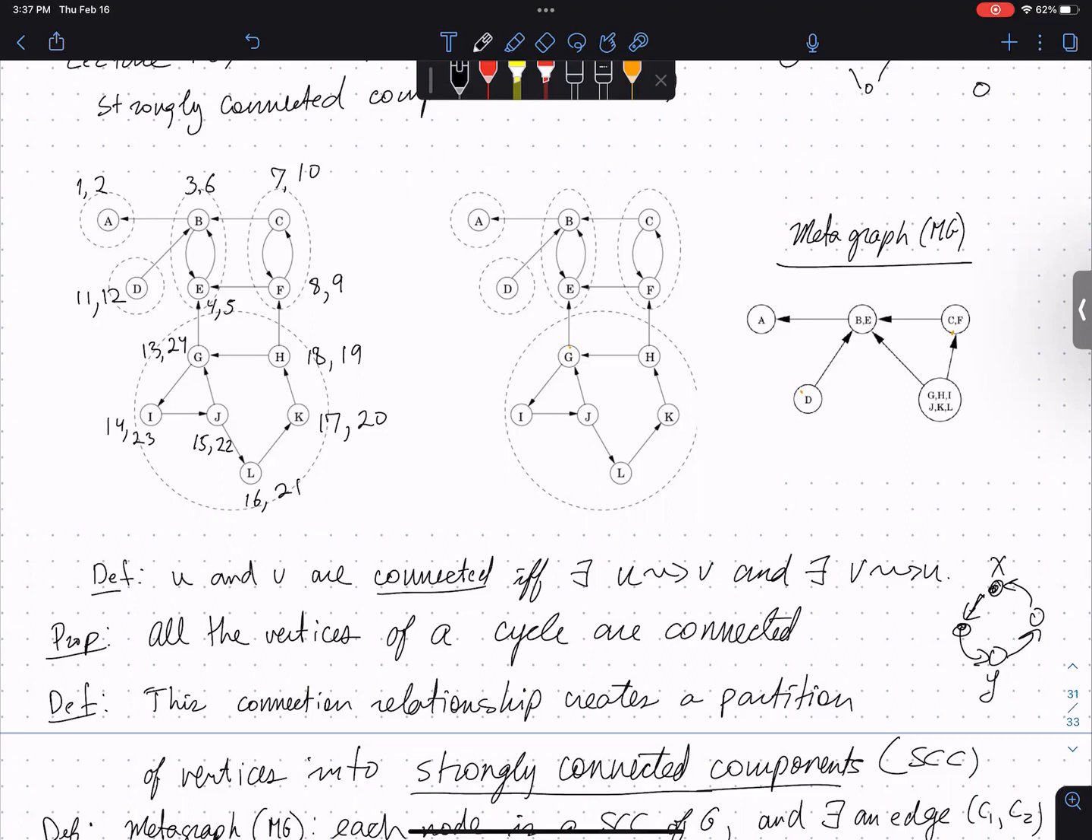Is it possible to have an undirected graph and a directed graph all in one graph? Yes, it's something called mixed graphs. People study those, but we don't cover that in this class.